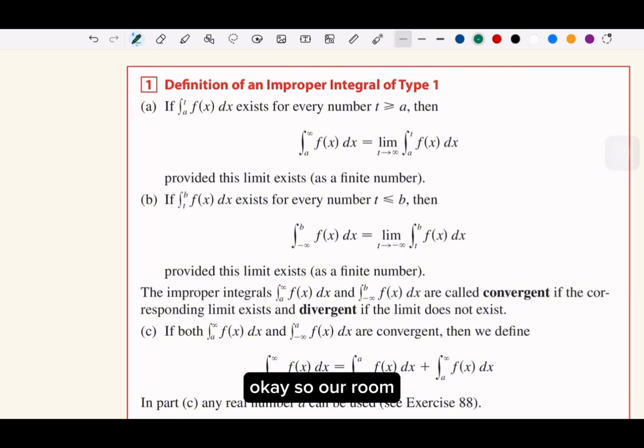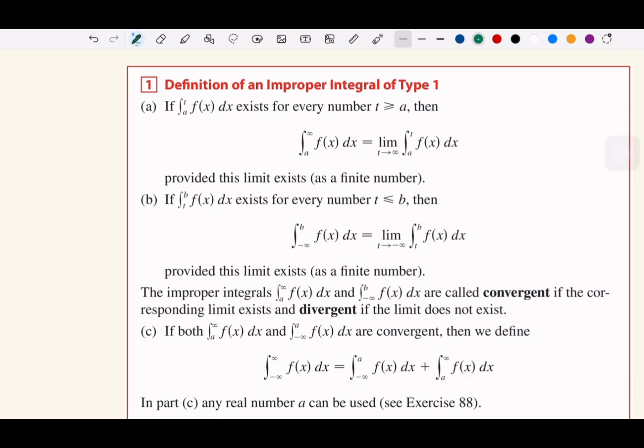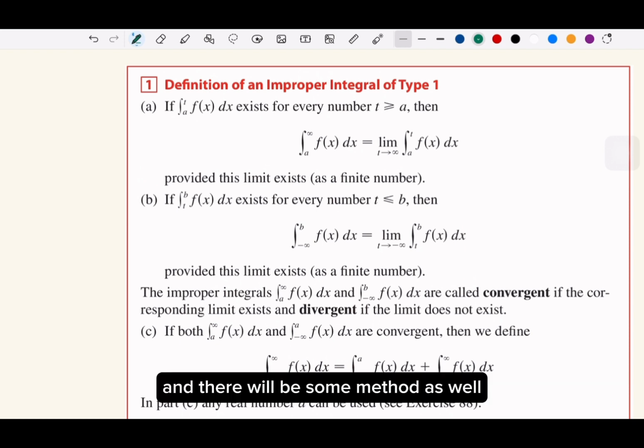Okay, so our goal by taking this improper integral is to determine whether some integrations converge or diverge. And there will be some methods as well, but technically only one method.